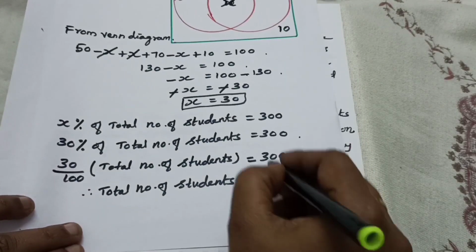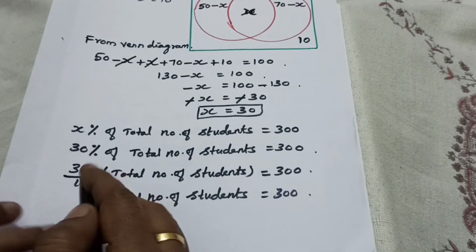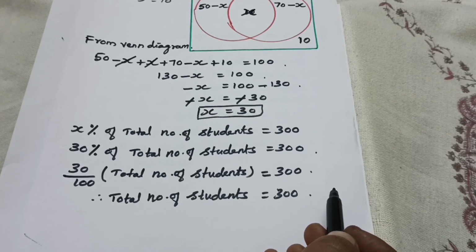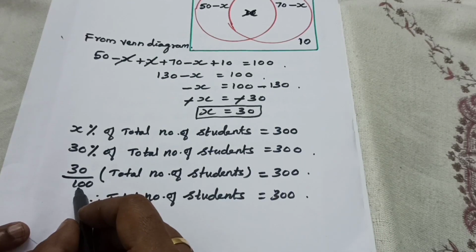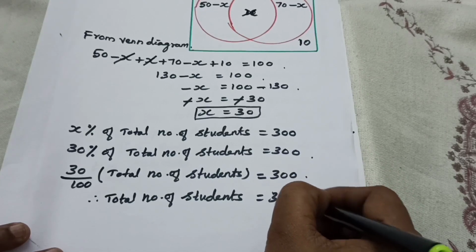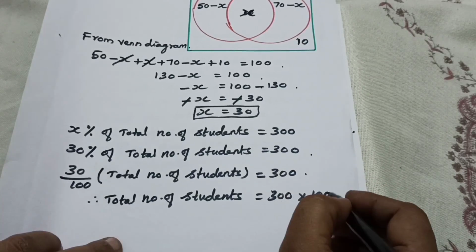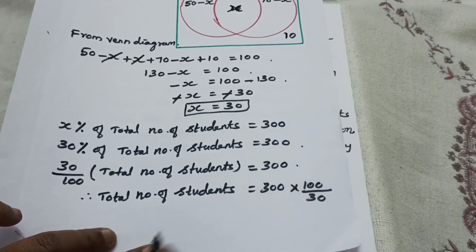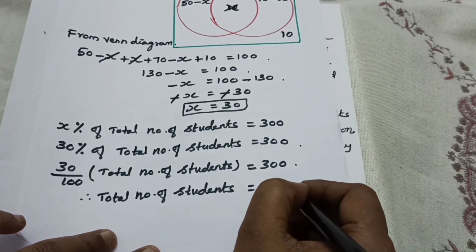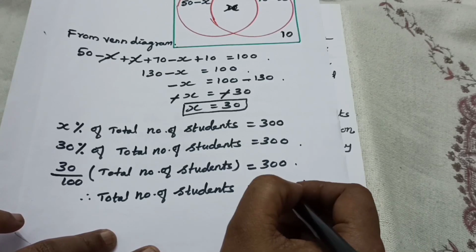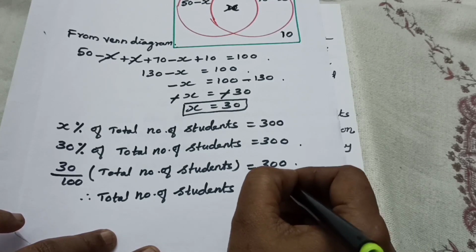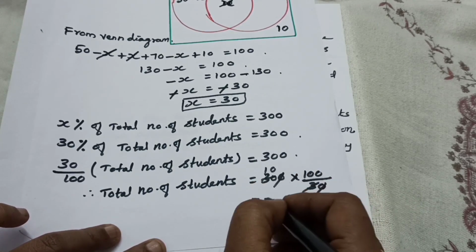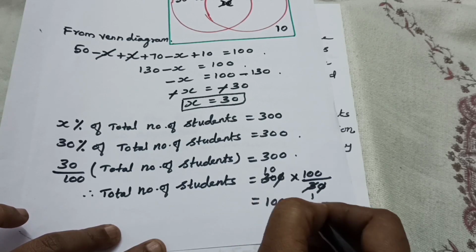is equal to 300. This 30 divided by 100 we have to bring to the right hand side. Then this denominator will come to the numerator: 300 divided by 30, it will come as the denominator. Okay, this 0 and this 0 we can cancel. 1 3 is 3, 1 0 is there, that 0 you should write here. That means we will get 10 into 100, that is 1000.